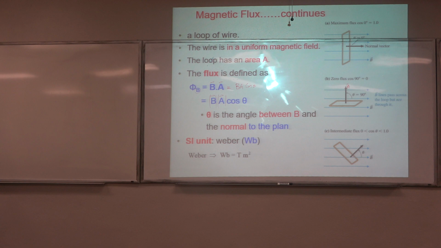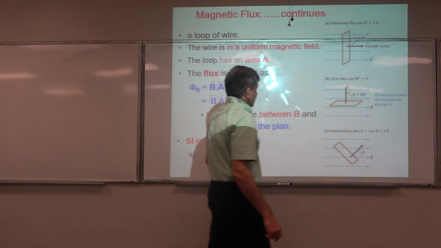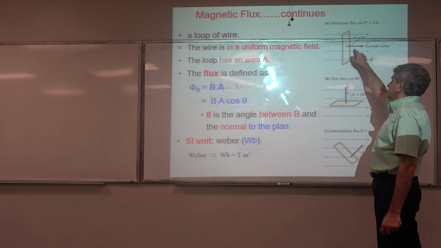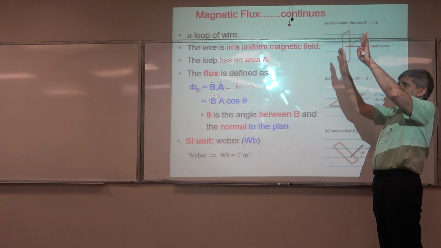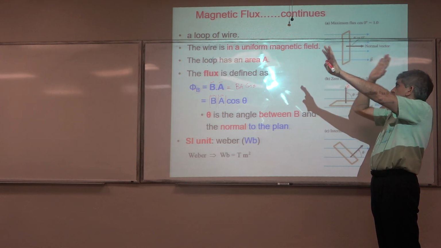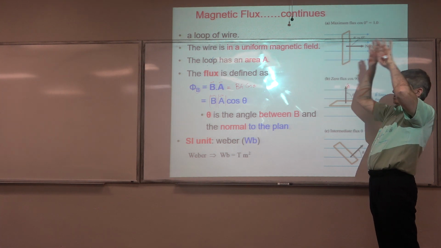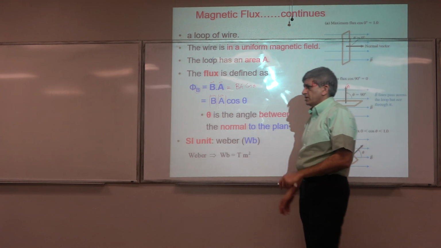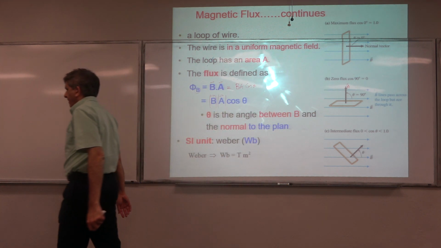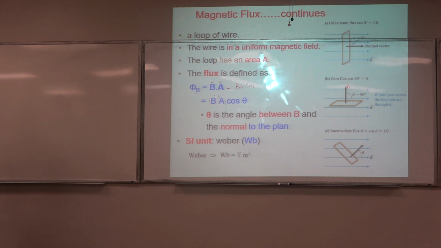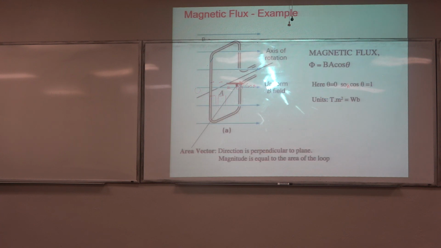Now the flux is maximum when the area vector and the magnetic field lines are parallel to each other. See, the coil is placed perpendicular to the magnetic field line so that the maximum number of lines can pass through it. So the area vector to the plane of the coil is parallel to the magnetic field. So the angle theta is 0, cosine of 0 is 1, and then we have maximum magnetic flux.